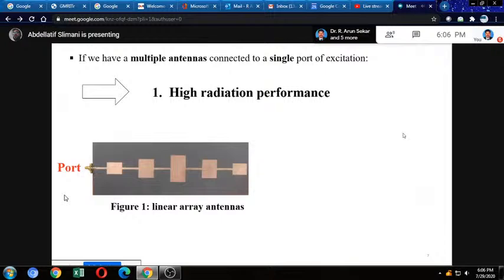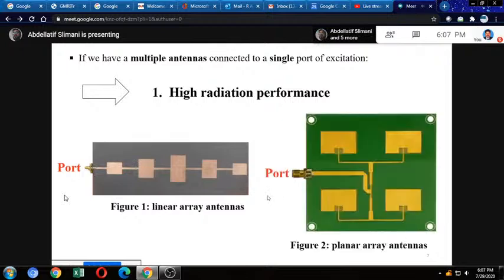So for example, here in figure 1, I have a linear array antenna. I have just one port of excitation and one single feed line used to power all antenna elements. Here I have a linear array antenna, and these radiating elements are connected in serial distribution. In figure 2, I have a planar array antenna. Here I also have just one port of excitation used to power all antenna elements. So I talk about high radiation performance in this case.